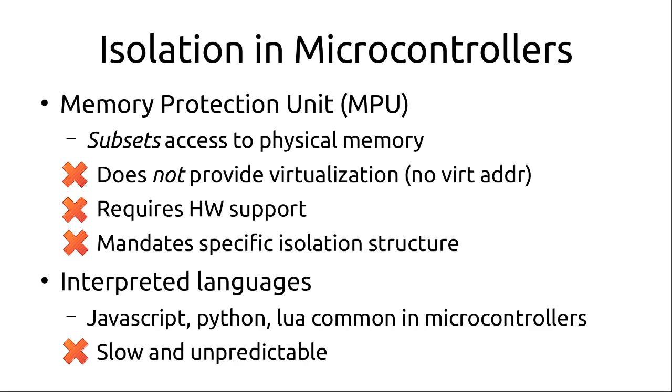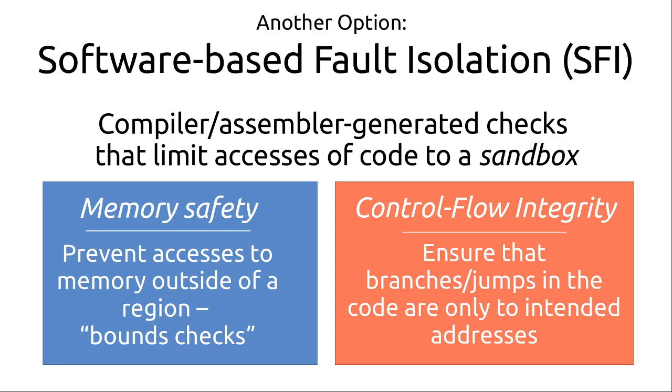And often they mandate a very specific isolation structure within the system, which means that if you're using a middleware that requires one structure, it might not be compatible with a RTOS that requires another. These systems often rely on interpreted languages as well, such as JavaScript, Python, and Lua. They're very common in microcontrollers, but these are not a general purpose solution because they're slow and generally unpredictable due to garbage collection and interpretation costs.